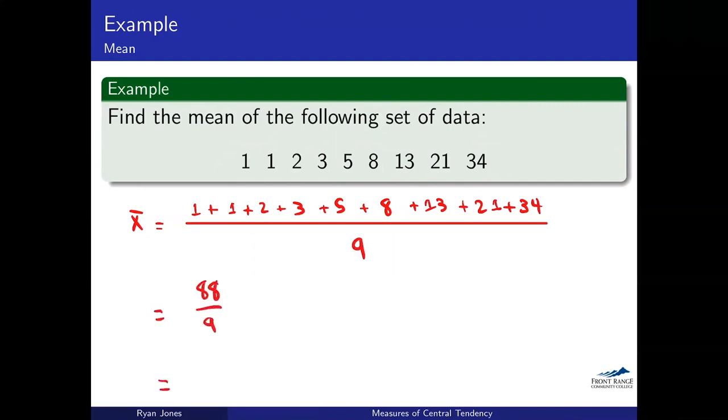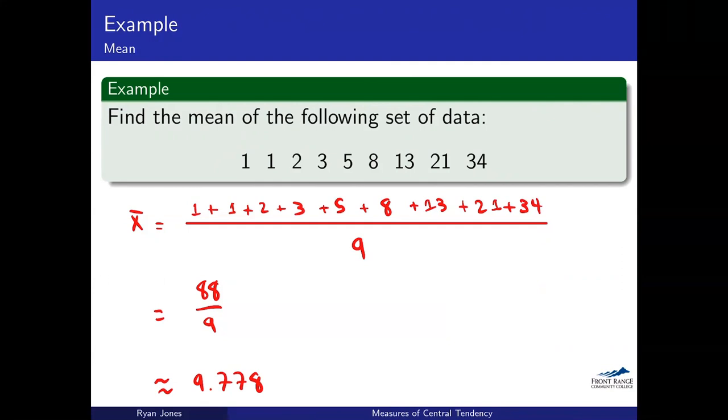88 divided by 9. You could leave that as your answer. That's a perfectly acceptable format. You could also write it as a decimal, and maybe we could put an approximately. There we go. So it's approximately 9.78. That's our mean right there. Nice and simple. Just taking an average of all of the data that we have.